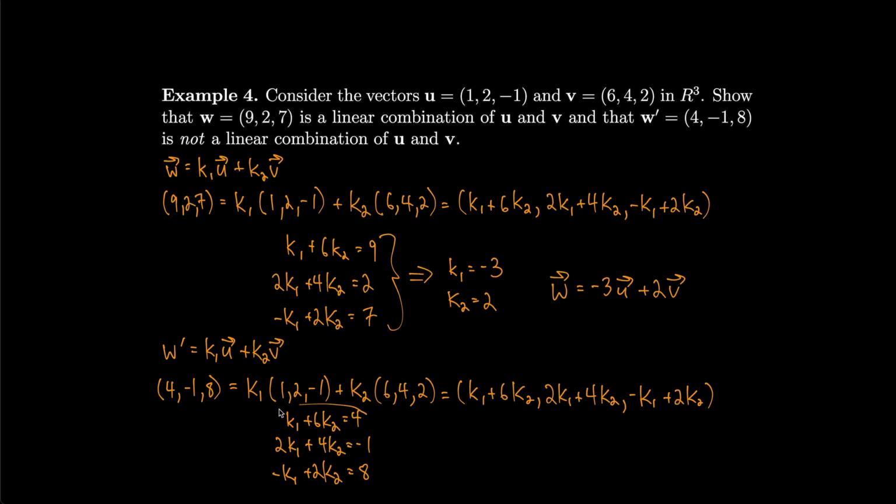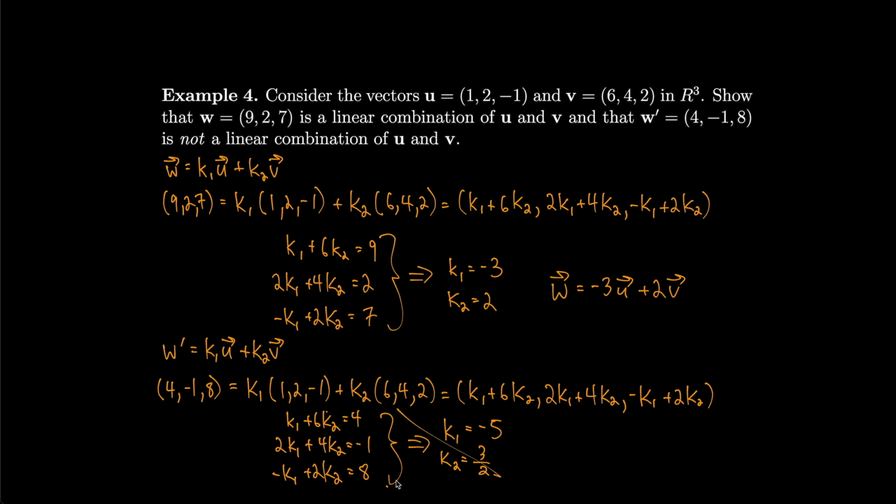Again, we could take the top equation, add it to the bottom one to get K2. You should see that K2 is 3 over 2, and then plugging that back in gives us that K1 is equal to minus 5. But then plugging in minus 5 over here gives minus 10, and then plugging in 3 over 2 over here gives 4 times 3 is 12, divided by 2 is 6. And negative 10 plus 6 is not negative 1.